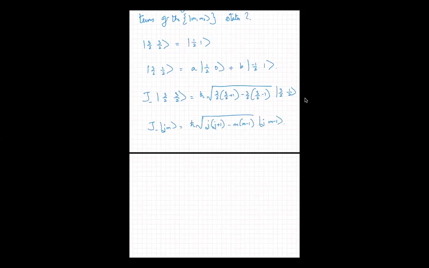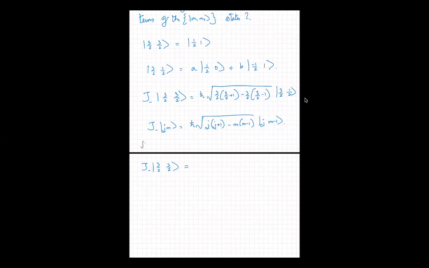So J minus acting on 3/2, 3/2 can be written as, what is this guy equal to? This is 3/2 plus 3/2.